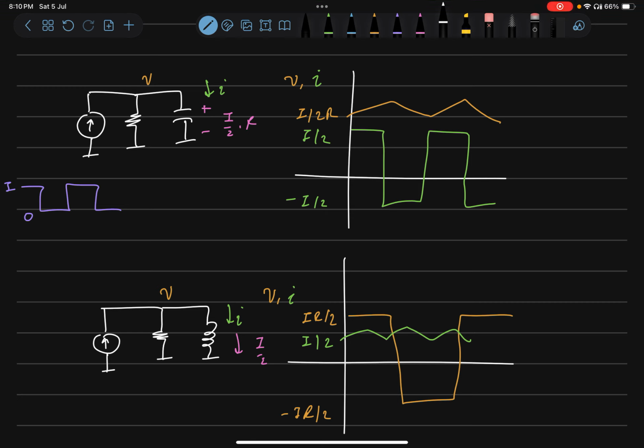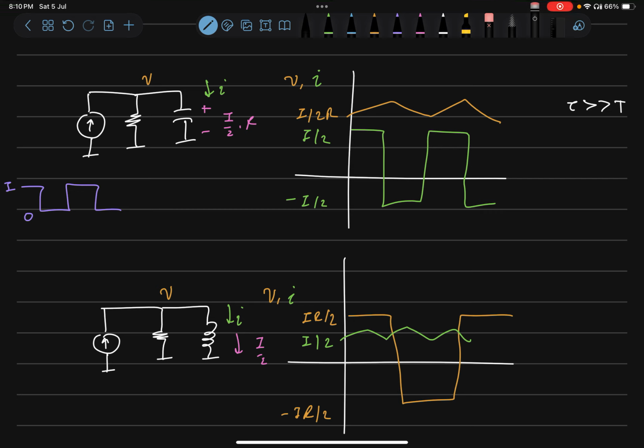In these cases, I'll be assuming that the time constant tau is much higher than the clock period, such that they don't charge and discharge completely, and then it is a little bit trickier to analyze. So in the first case, there is a pulse input from I to 0 and there is this RC parallel network. We'll be plotting the voltage and the current through the capacitor and the voltage at this node in steady state.